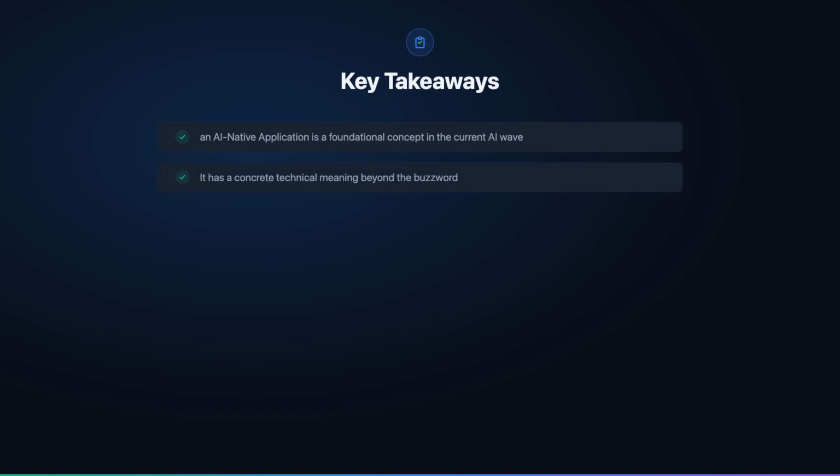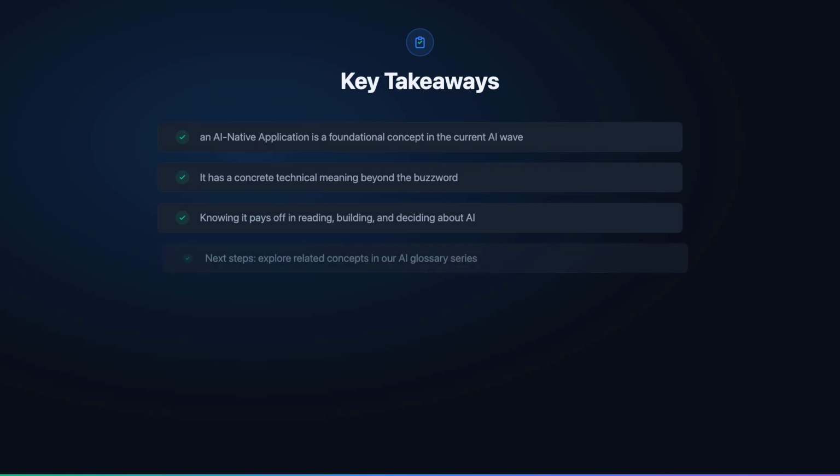Let's recap the key takeaways on an AI native application and what to do next. An AI native application is one of the foundational concepts shaping the current AI wave. It has a concrete technical meaning beyond the marketing, and that meaning is worth learning. Knowing it pays off when you read AI content, build AI products, or make decisions about AI investments. A natural next step is to explore the related concepts in our AI Glossary series, where each term gets the same treatment.